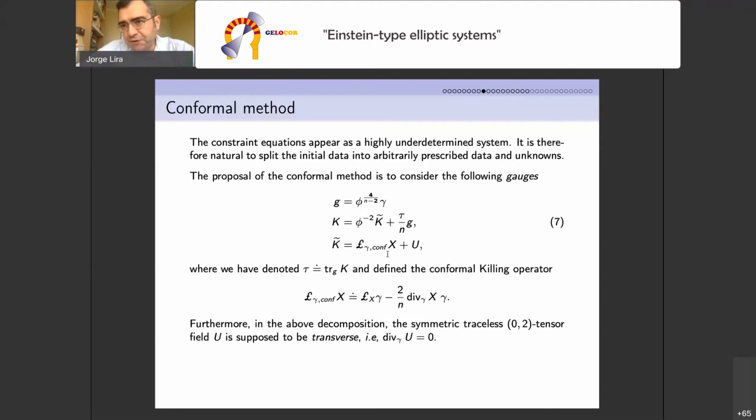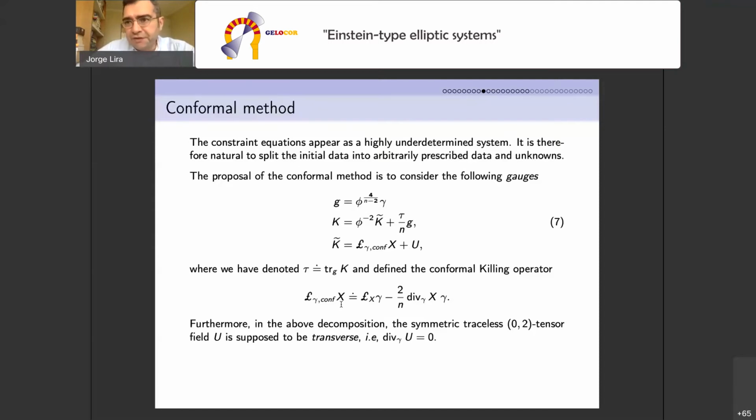This operator is important because it is a conformal version of the Lie derivative, and the kernel of this operator will be very important to consider the invertibility of the equations, the operators you have to consider in a moment. That's the operator whose kernel is formed by the conformal fields in the ambient.